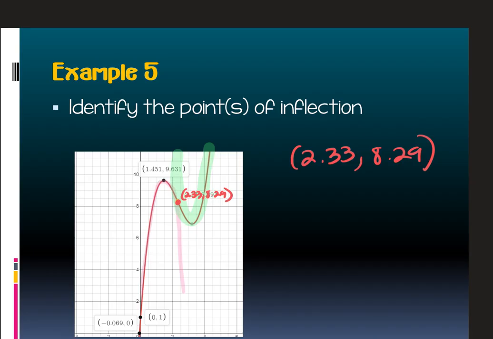If it went down again, obviously I would have another one. It could be one, it could be multiples. It could be none. If your graph is just a parabola, then it always is concave up or concave down.